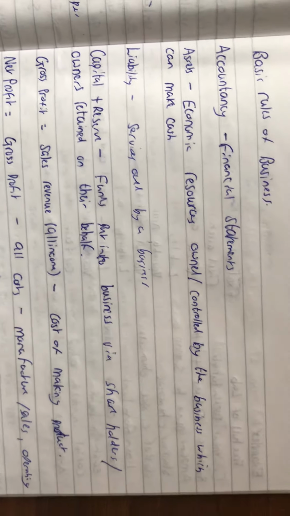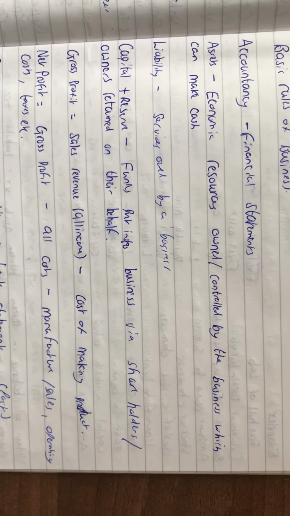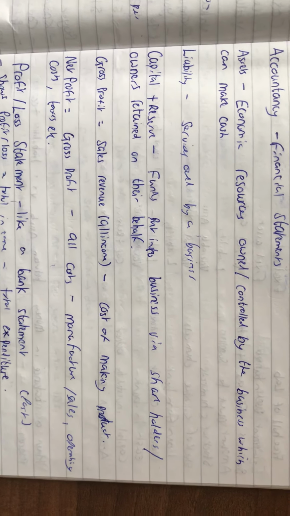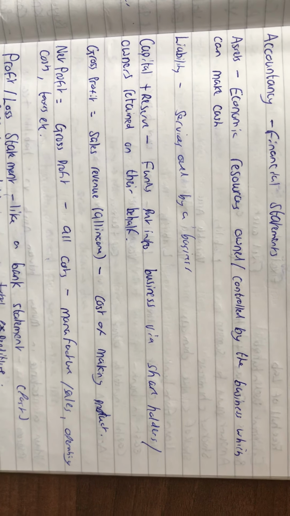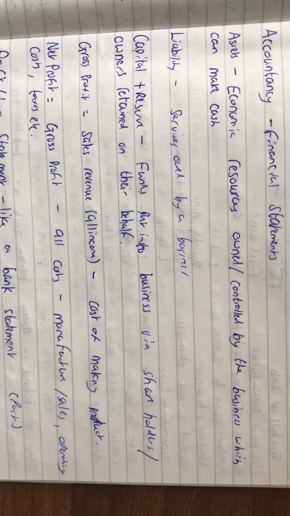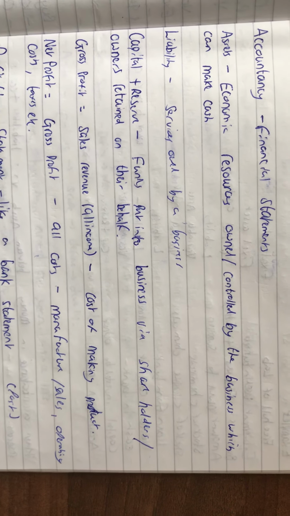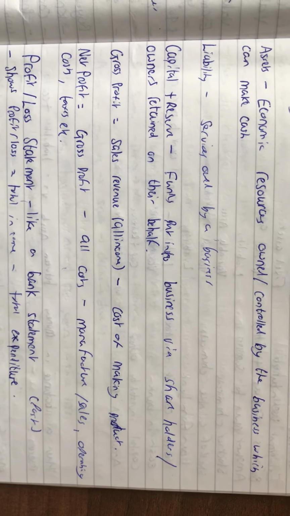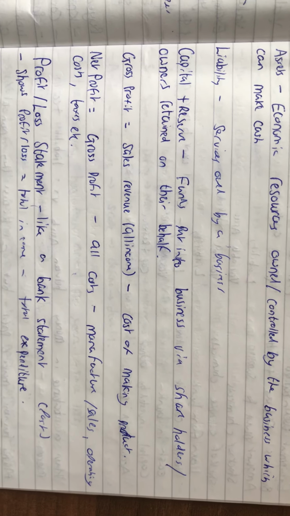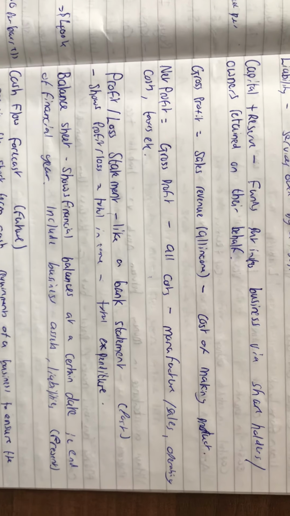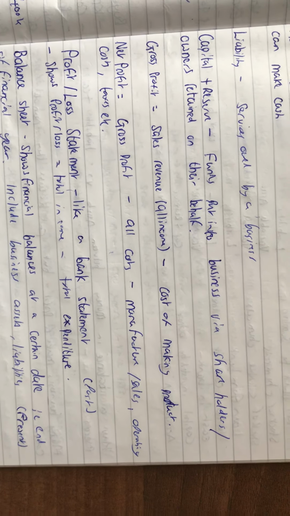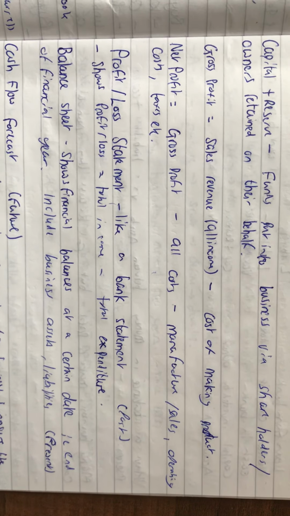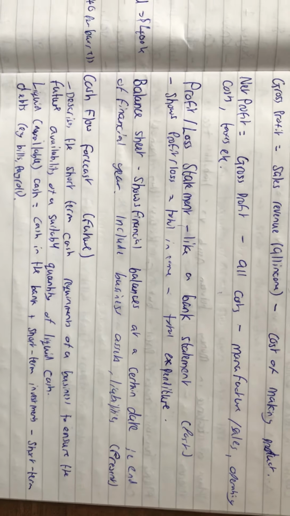So now we're looking at the basics of a business. We've got a lot of definitions coming up. We've got accountancy, which is the financial statements. The assets, which are the economic resources owned or controlled by the business, which can make cash. We've got liabilities, which are services owed by a business. Capital and reserve, which are funds put into a business via shareholders or owners, or retained on their behalf. We've got gross profit, which is the sales revenue, all the income minus the costs of making the product. And we've got net profit, which is the gross profit minus all costs, manufacturing, sales, operating costs, taxes, everything else included.